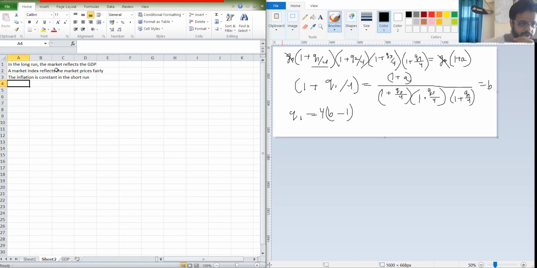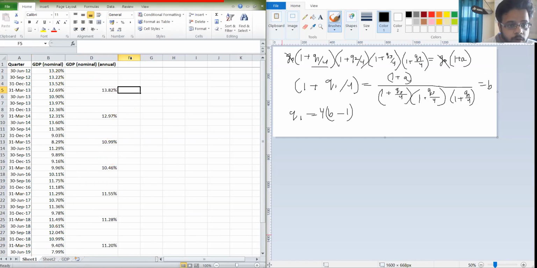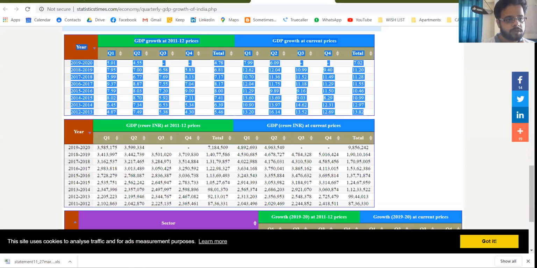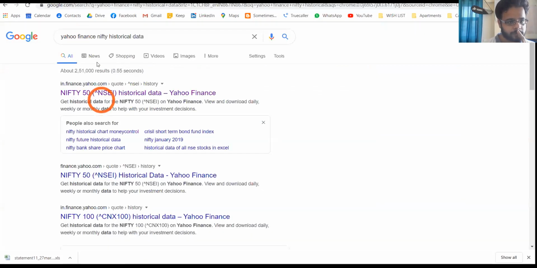So the market value prices had to affect the GDP. We are just done with one part of this tutorial. And now we'll move to the market prices. As we had assumed, the Nifty is a good indicator of the market price. Yahoo Finance is generally very good in giving us the historical data.